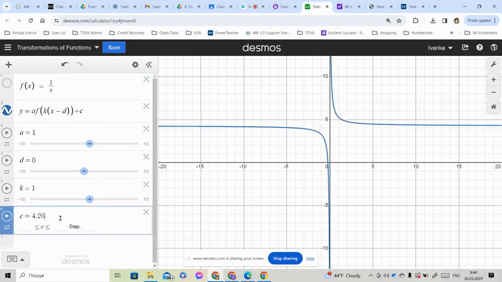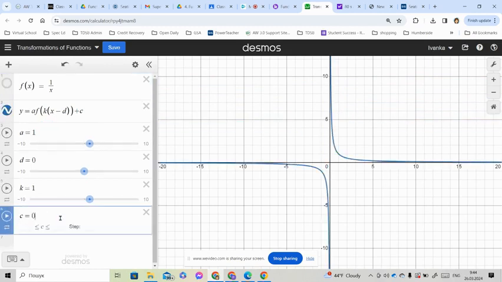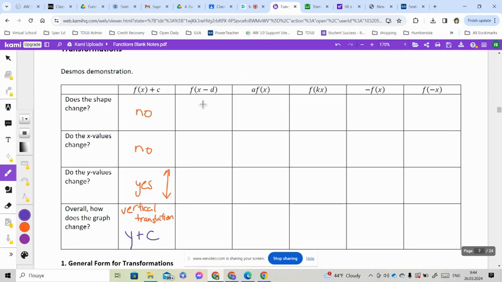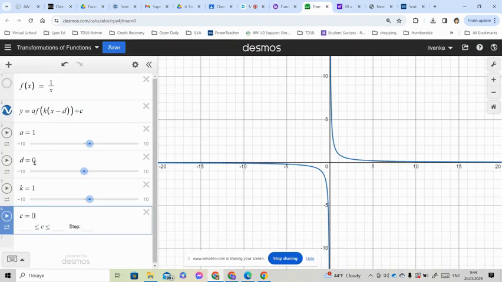So let's get rid of the C. What's the next one we're looking at? D. Okay. And where is D in here? Okay, so notice the position of D. D is inside the bracket with the X. Any guesses? Make your parabola. Show me what you think this will do. Okay, that's the guess I see. Let's see.